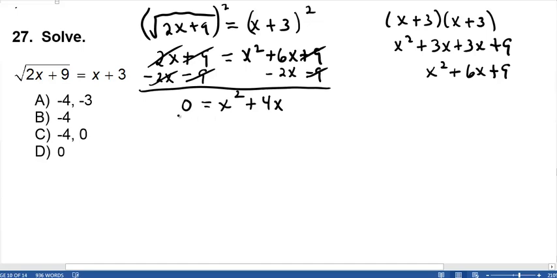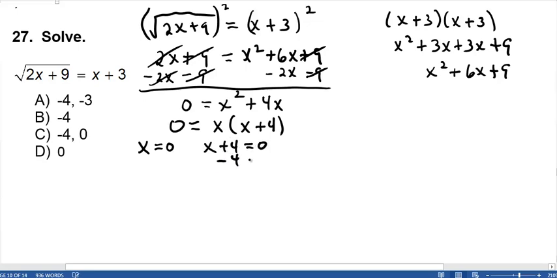So now in order to finish solving, we need to factor. And so we're going to factor by removing the greatest common factor, which in this case is x. And now we set each factor to 0. So either x equals 0 or x plus 4 equals 0. So our two possible solutions would be x equals 0 and x equals negative 4. But we need to check to make sure these solutions work.